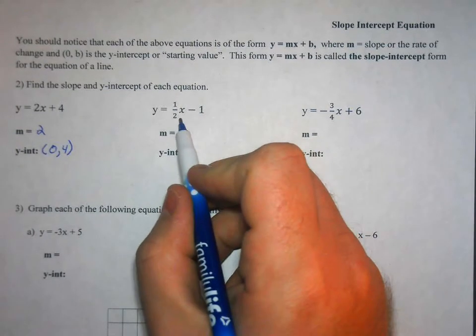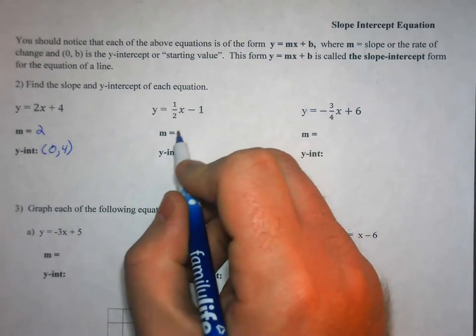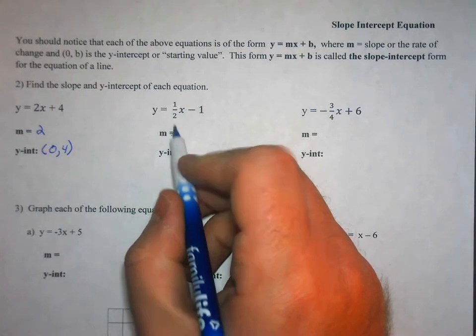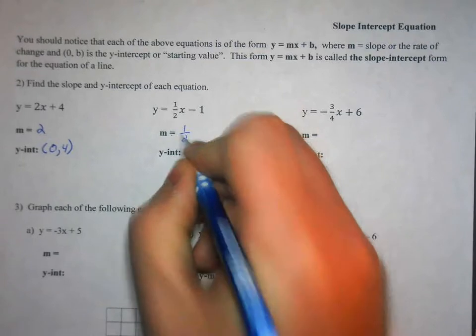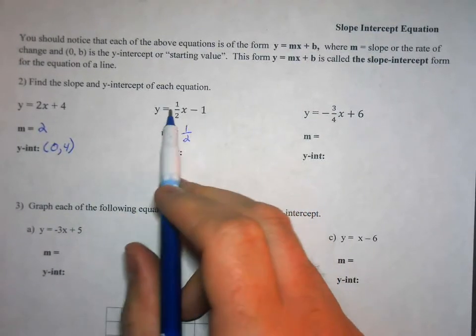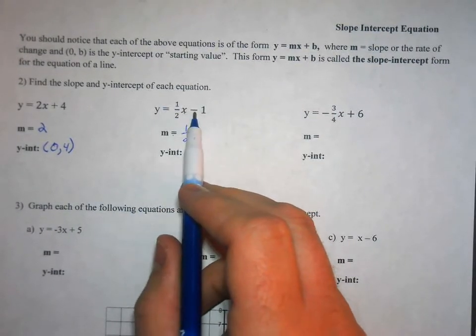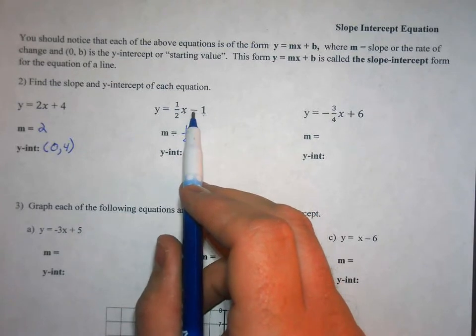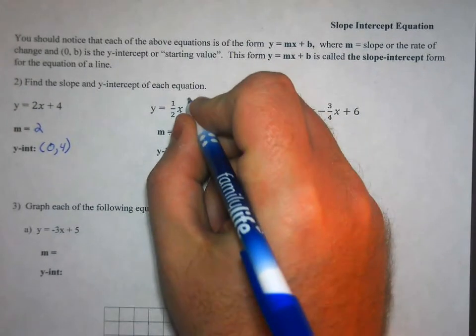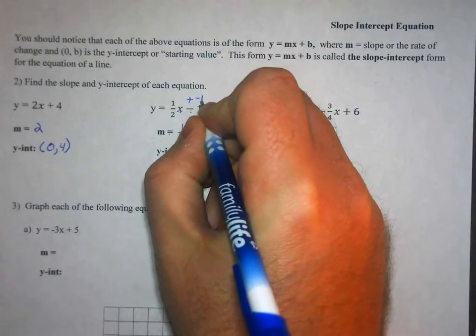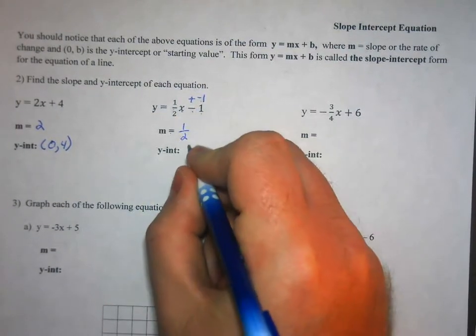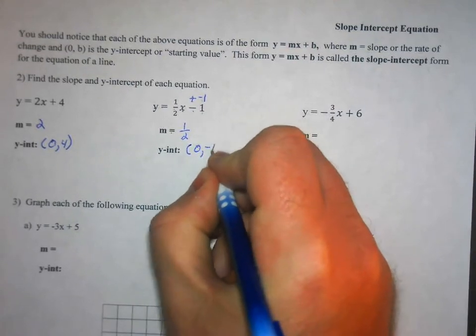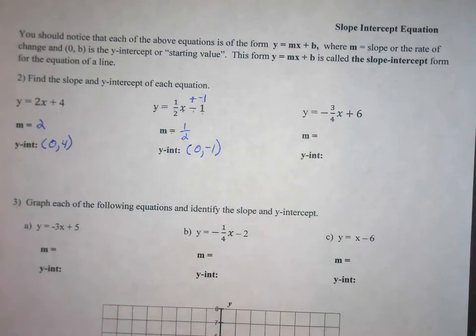For the next one, y equals 1/2 x minus 1. The slope, the coefficient of x, is 1/2. And for the y-intercept, we have y equals mx minus b. Instead of minus 1, we can think of that as plus a negative 1. So when you look at y equals mx plus b, now the b value is negative 1. So (0, negative 1) is the y-intercept.